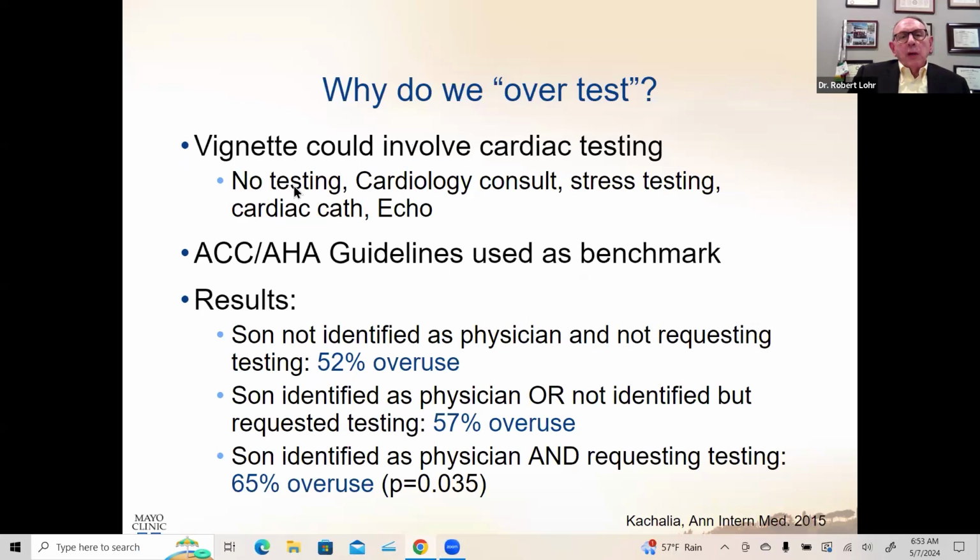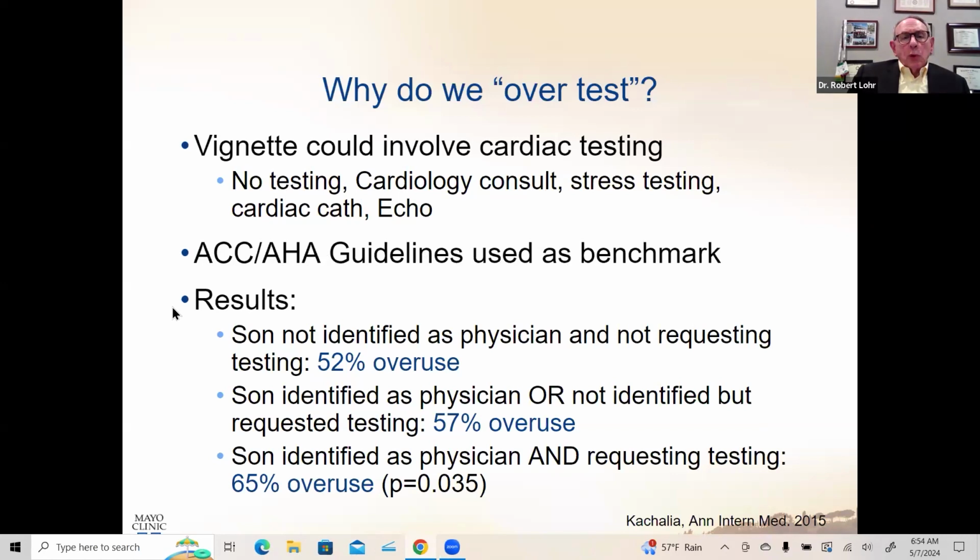So in the vignette, the choices given the hospitalists were to do nothing, a cardiology consult, some stress testing, a cardiac cath, or an echo. Now, the ACC-AHA guidelines, the American College of Cardiology and American Heart Association, were used as a benchmark. This study was done in 2015, and the guidelines came out in 2014, so they were quite current then. And as we'll talk about, they're not as current now.